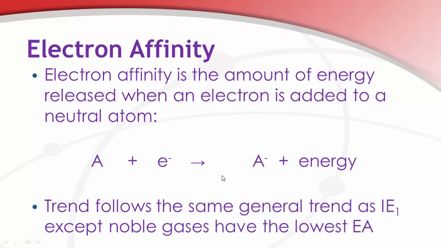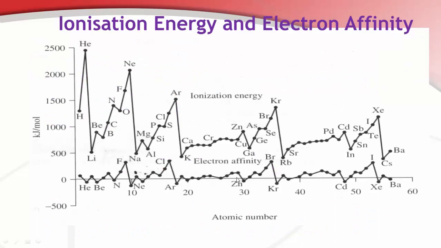So this trend will look very similar. The only difference is that it's shifted by 1. So the noble gases have the lowest electron affinity. They have no interest in that. You can see the general trend here. This is an overlay of the first ionization energy versus the electron affinity, and you can see it's actually shifted by one mass number.